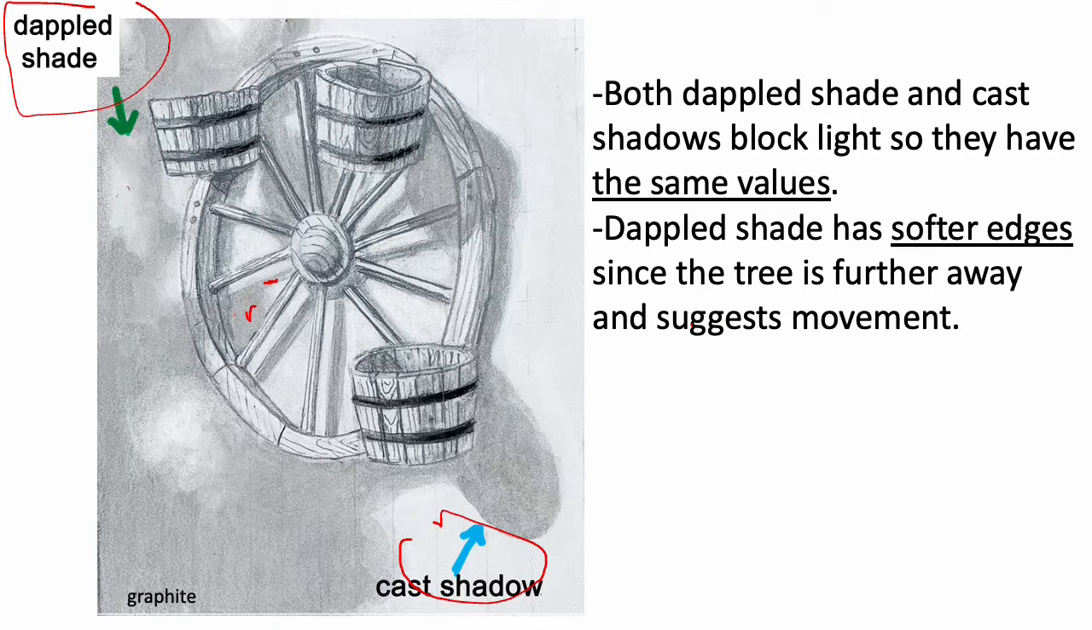Dappled light and shade have softer edges than the shadows of the buckets because the trees are further away than the buckets. Also, soft edges suggest the wind blowing through the leaves. Hard edges would stop that movement.